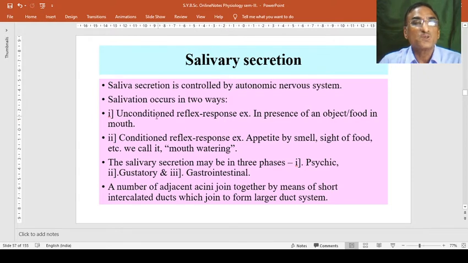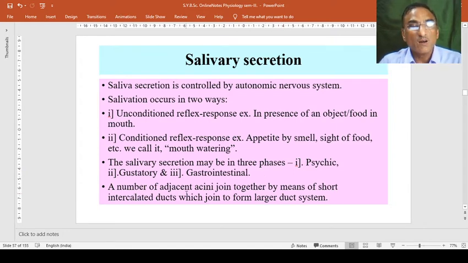So these are the two steps of salivary secretion. Next, salivary secretion may be in three phases. First, psychic, means in our brain, what we think about. Second is gustatory, means our tongue. And third is gastrointestinal, whenever the food passes in the body. So in this way, three types or phases of salivary secretion may occur during the whole process of feeding or food intake.